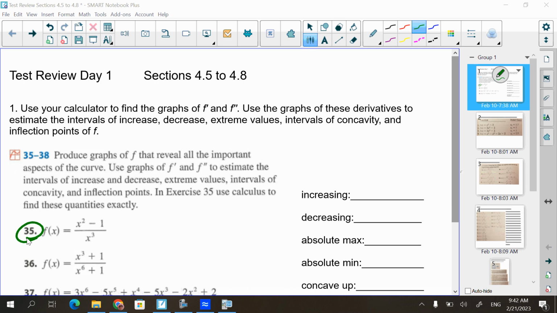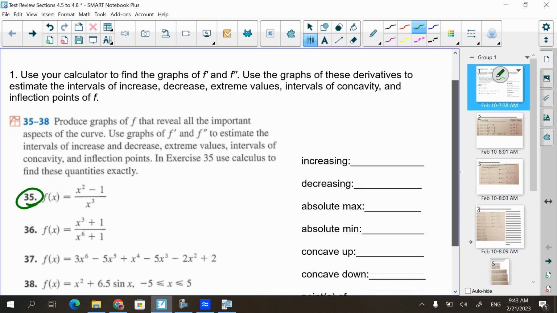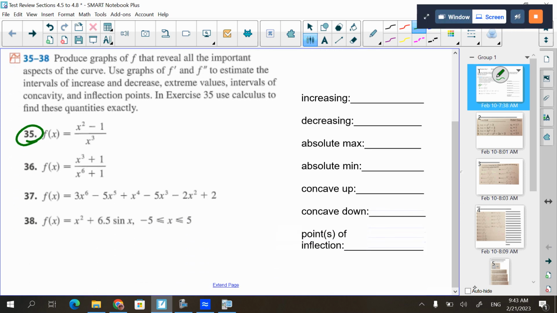All right, so as you're doing these, like I said, you're allowed to use your calculator to find the derivative. You don't have to do that by hand. But from what I understand, some of your calculators are very slow. So I do have some students that are finding the derivative by hand and then from there putting it in for your Y2 and your Y3. You're welcome to do that as well, okay? Of course, you'll have lots of open space to come up with these.